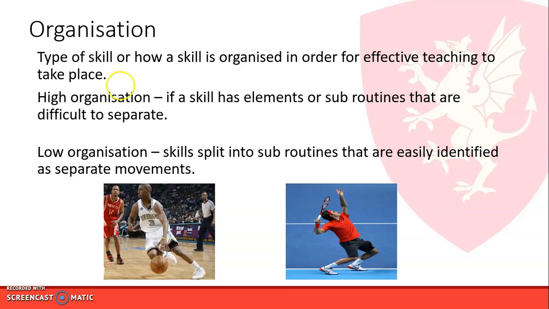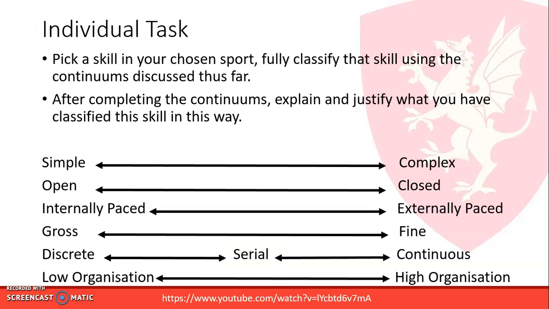Okay, so generally probably more linked with a continuous type of skill. And low organization, skills that are split into subroutines that are easily identified as separate movements. Okay, and again, you could probably link that to more serial skills, because they are several discrete elements put into one, and you can learn those into subroutines. So hopefully you can start to see how some of the continuums link and almost complement each other. All right, and that'll be quite important for your assessment.